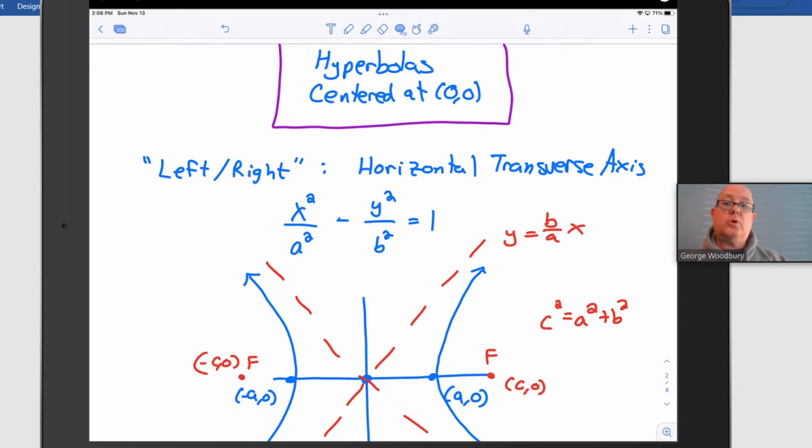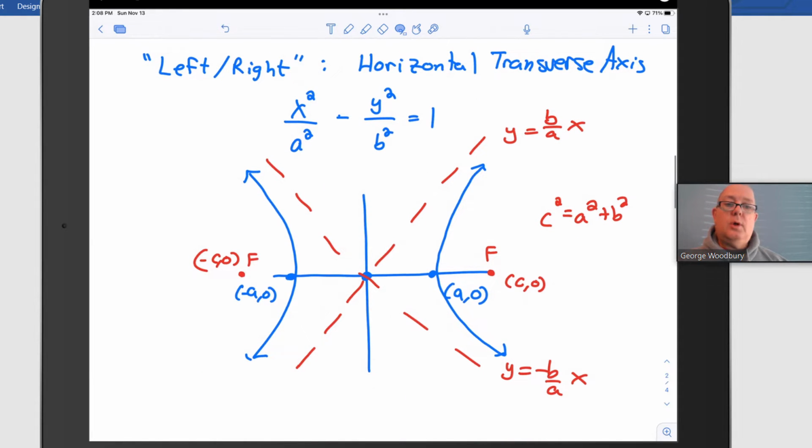In this video we're going to begin our investigation of hyperbolas centered at the origin. We're going to begin with a couple of examples of a hyperbola that opens left and right. This has what we call a horizontal transverse axis. The transverse axis is that line segment there. A hyperbola looks like two parabolas, one opening to the left, one opening to the right. In a later video, we'll do one where it opens up and down.